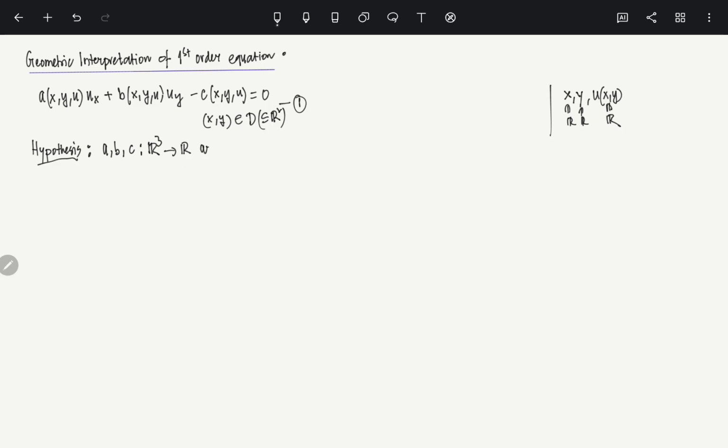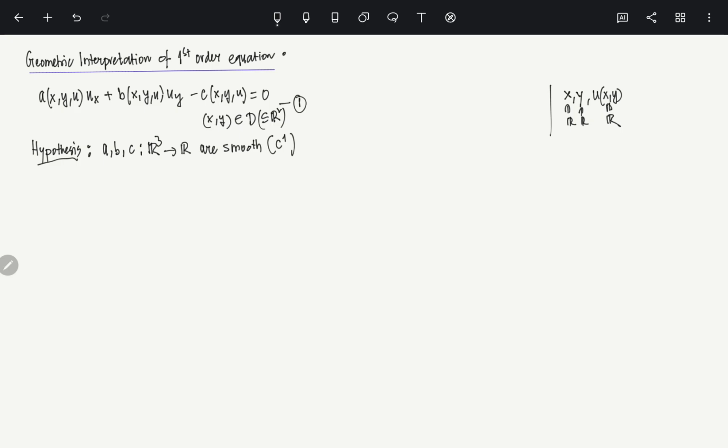So essentially a, b and c are functions from R3 to R, and we are going to assume that they are smooth. Clear? What do I mean by smooth? I mean at least C1. So basically all the partial derivatives of a, b and c exist and they are continuous. Clear?